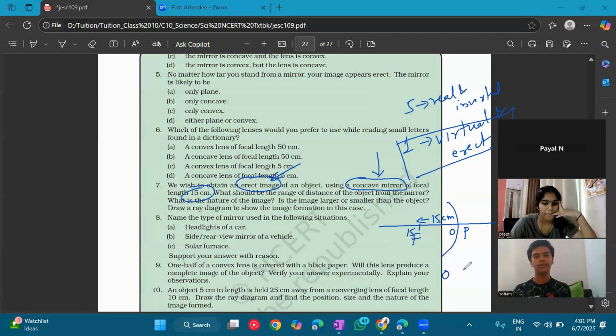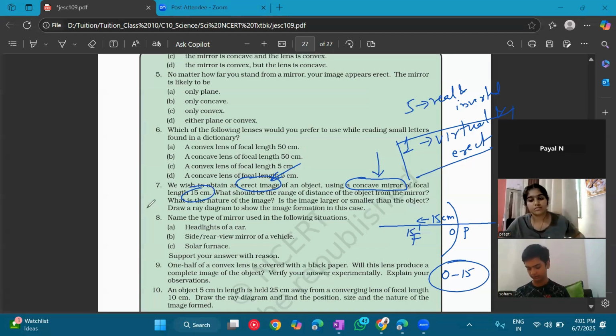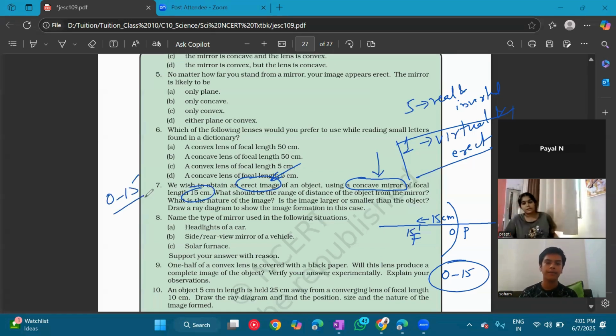So don't you think the object has to be placed between 0 to 15 only if you want an erect image to be seen? Yes or no? Yes. So what will be the answer? It will be 0 to 15. So what should be the range of the distance of the object from the mirror? It should be 0 to 15 centimeter from the pole, right?